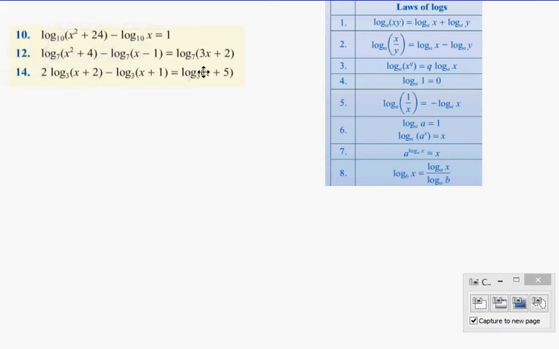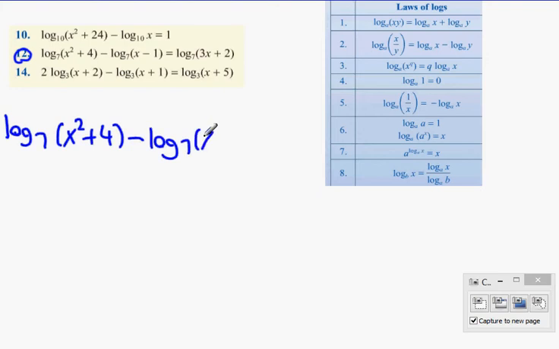The first question I'm going to do is question 12. The good thing about question 12 is all the bases are the same. Now, there's one thing you're not allowed to do with logs. At the start, you're not allowed to cancel all the log 7s. It just doesn't work that way.